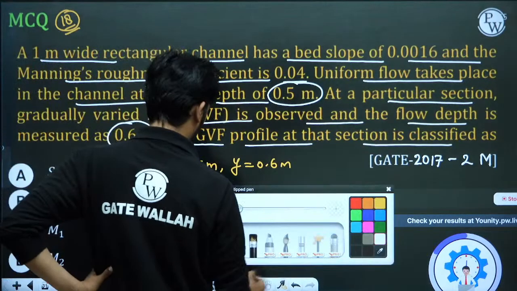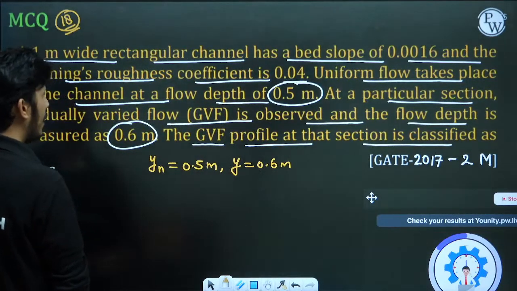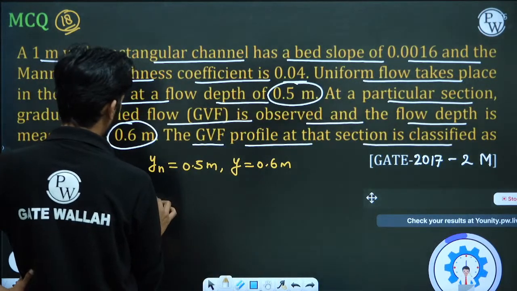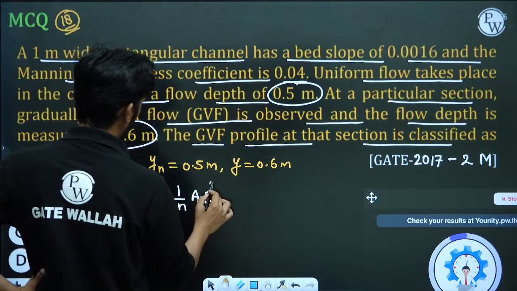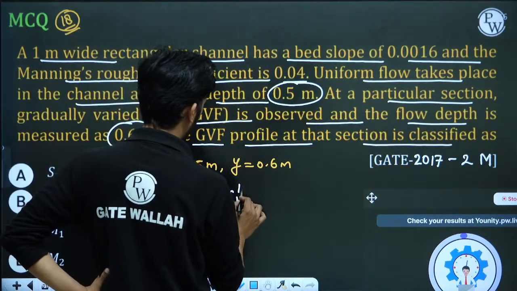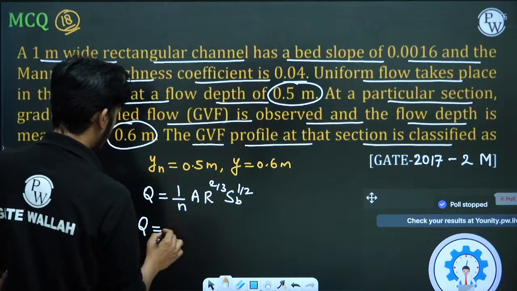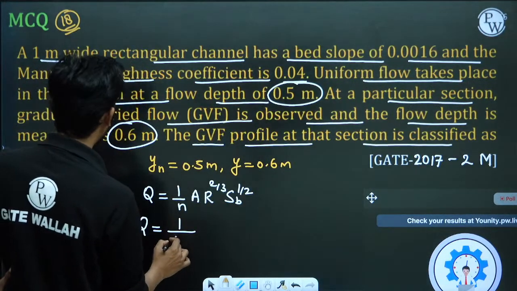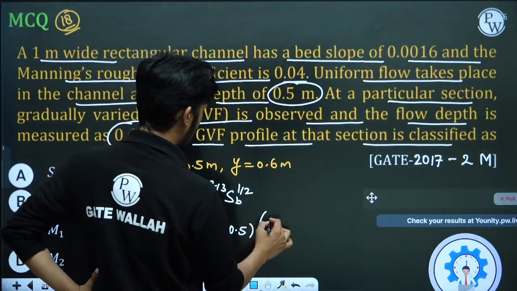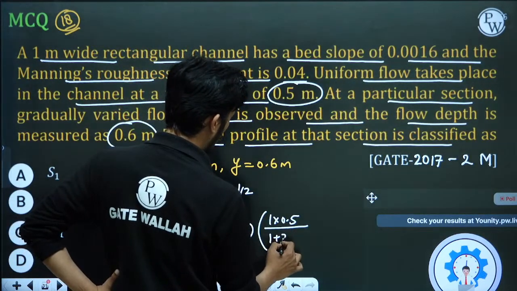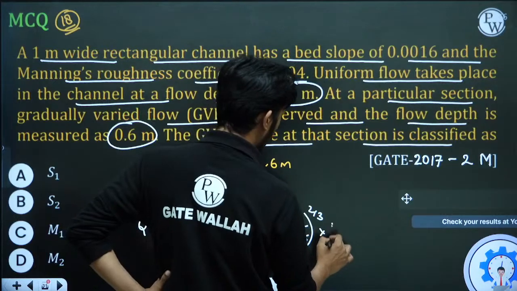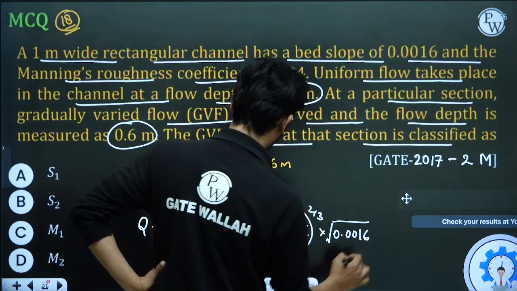Now let's calculate the Yc value. How to calculate Yc? First of all, let's calculate the discharge in this channel. Q will be equal to 1 upon n into area into R raised to power 2 by 3 into S_b raised to power 1 by 2. So Q is equal to 1 upon 0.04 into 1 into depth of flow 0.5. R will be equal to 1 into 0.5 upon 1 plus 2 into 0.5, area upon perimeter, raised to power 2 by 3, and root 0.0016. So what will the discharge be?